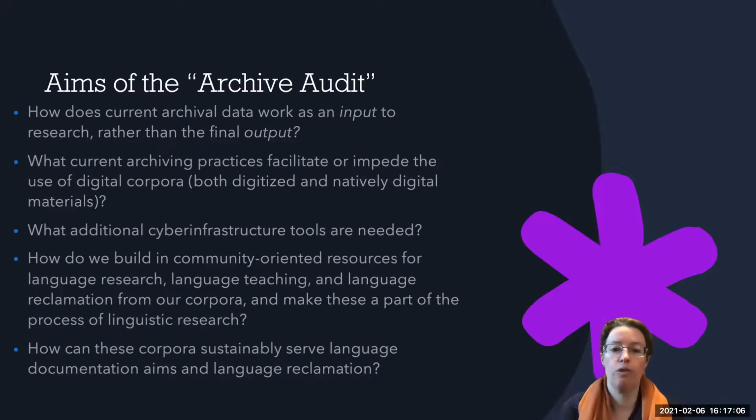So one of the good things about doing things digitally is that it should be much easier to convert materials to different formats for different audiences and so on. But of course, that requires some thought. So what we're looking at here is how to build that in right from the start. So we're not producing linguist-oriented materials or academic-oriented materials and then making the language community-oriented materials a kind of optional extra. And finally, how can these corpora sustainably serve language documentation aims and language reclamation?